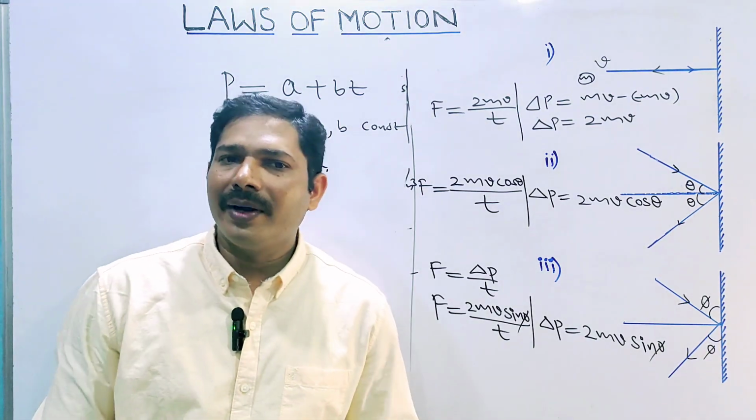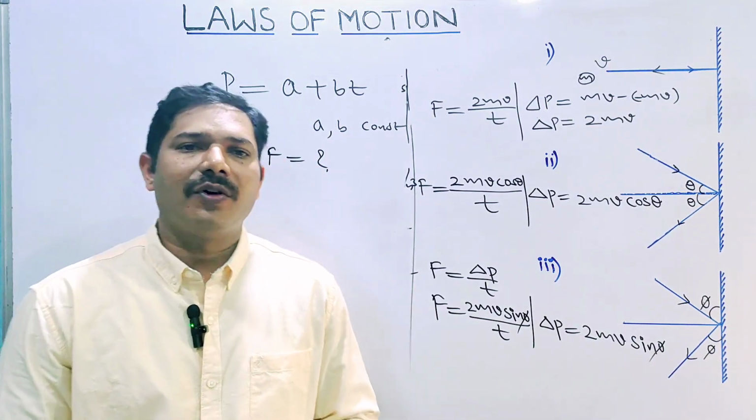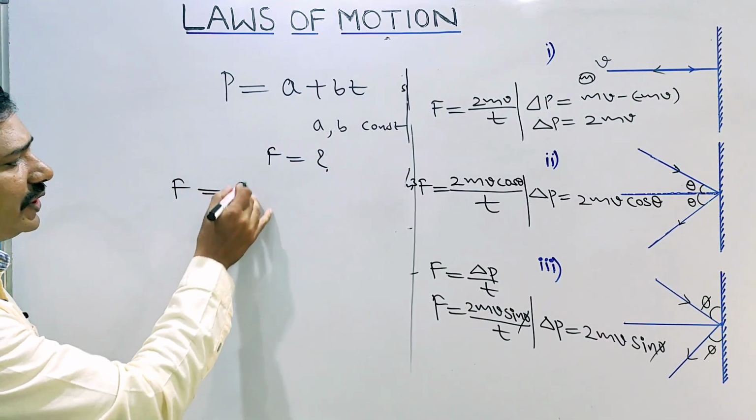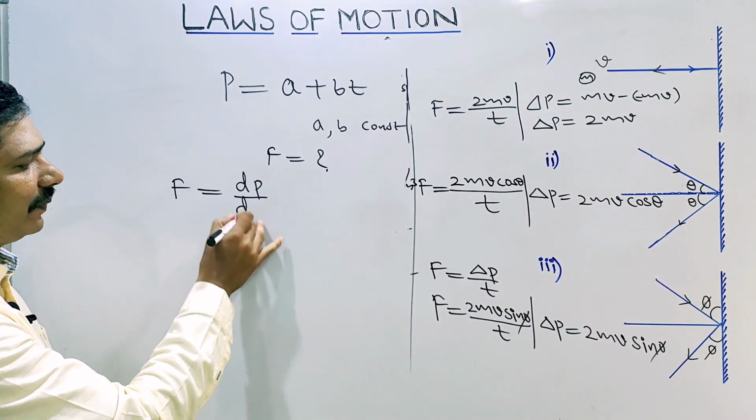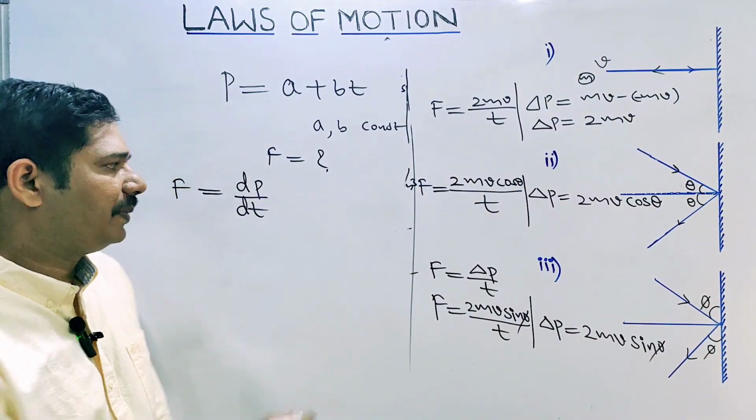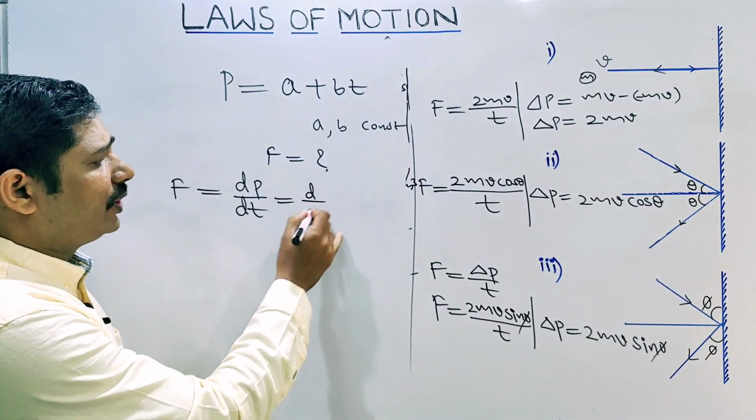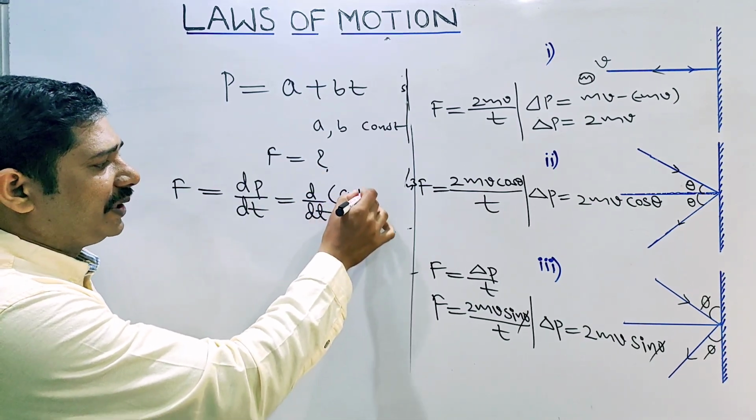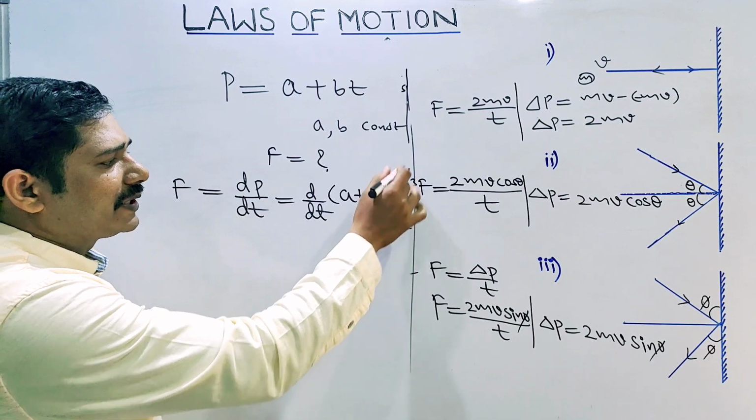Force and momentum relation, we know that. What is the relation? The force F equal to the rate of change of momentum, dp by dt. Substitute the p value: d by dt of a plus bt.